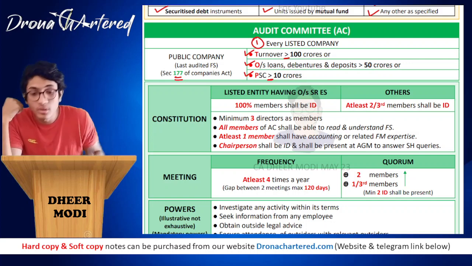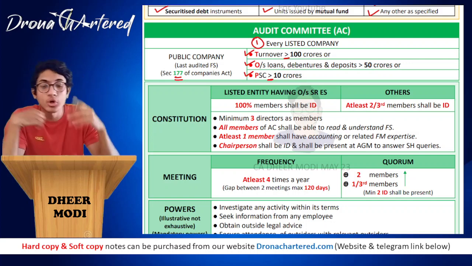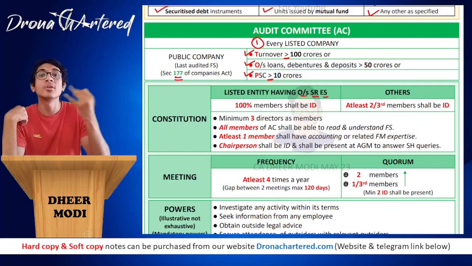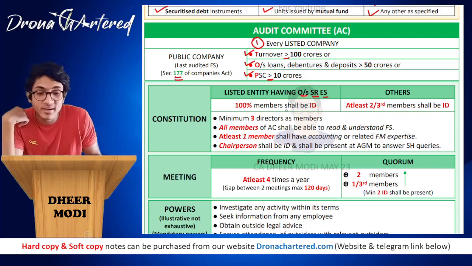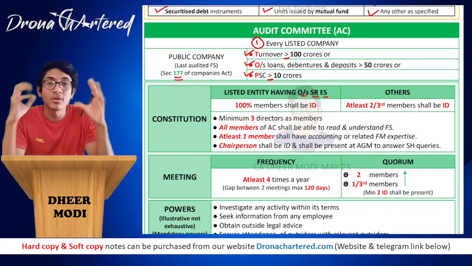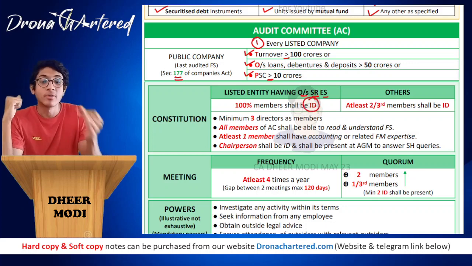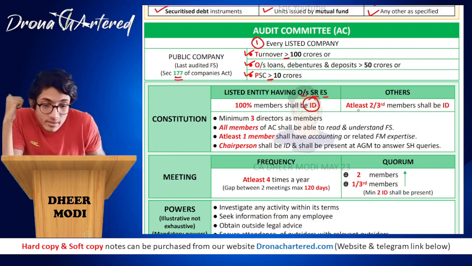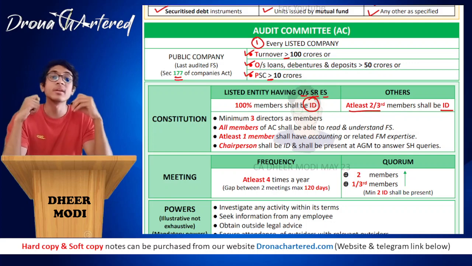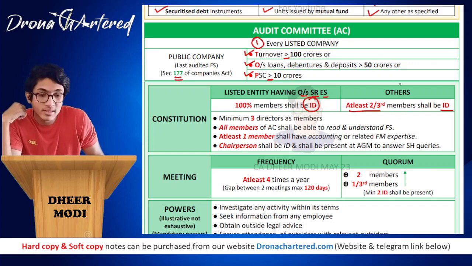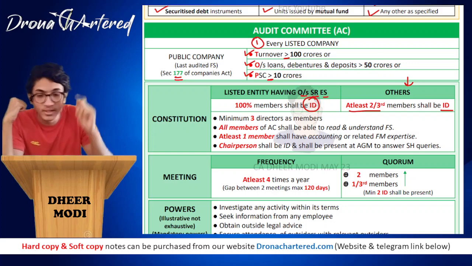Now constitution. Constitution is basically, first of all, who should be in your audit committee. If it is a listed entity having OSSRES, what does this mean? Having outstanding special right equity shares. In such a case, 100% of the members of the audit committee, that means all the members, shall be independent directors. However, for others, that means if they do not have this, at least two-thirds of the members shall be independent directors. When they say at least, if it comes in a fraction, you will have to round up the number. This is actually your main provision. And if they have special right equity shares, then 100%, that is all members shall be independent directors.